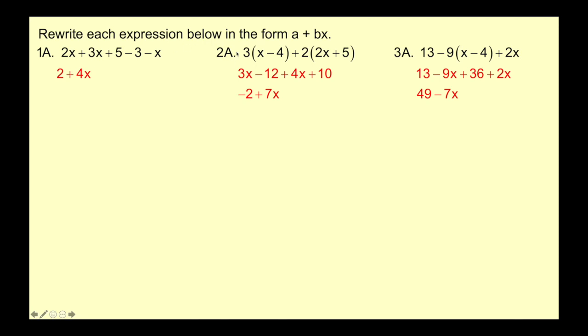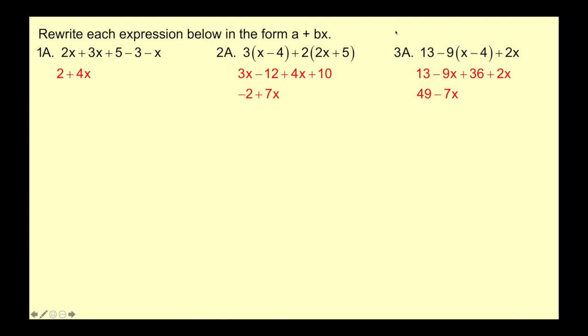For number 2, as I distribute, I end up getting 3x minus 12 for this part. When I distribute the 2 here, we get 4x plus 10. And now when I go to combine, I'm going to start with the negative 12 and 10 combining to give me negative 2. Then 3x and 4x combine to give me 7x.